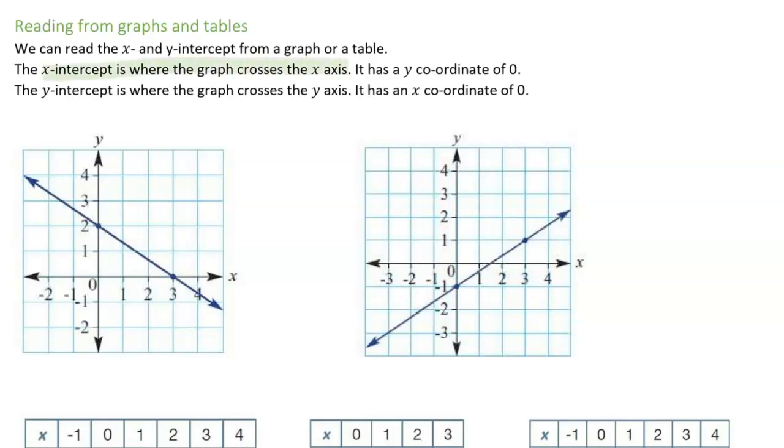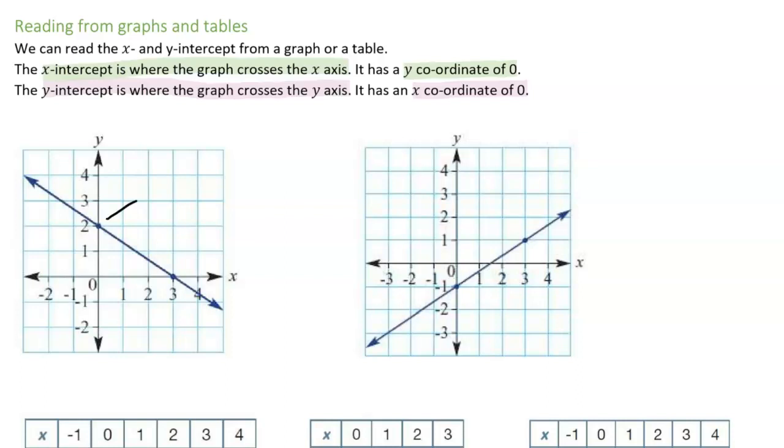Now, a really nice thing to notice is they always have a y-coordinate of 0. Second case, the y-intercept is where the graph crosses the y-axis, and it always has an x-coordinate of 0. So let's look at some examples here.